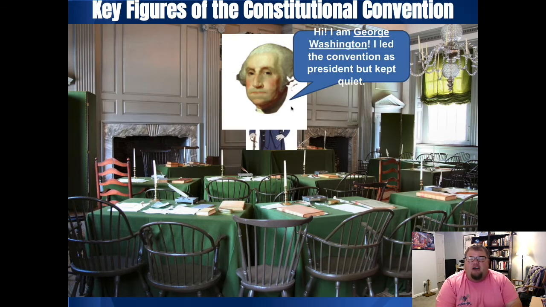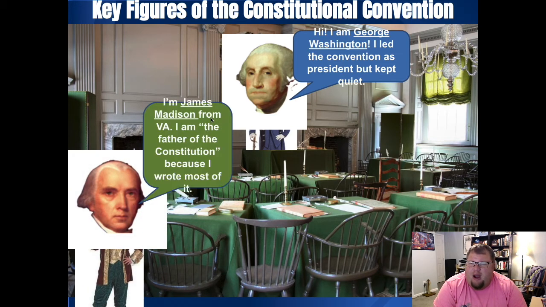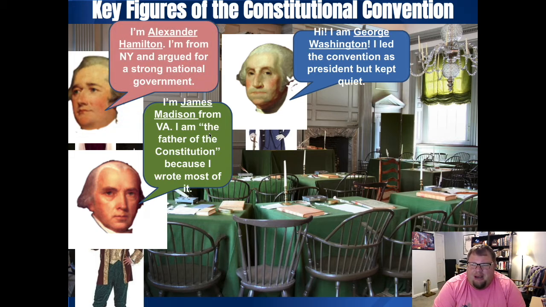And so some of the key figures that are there: you have George Washington, and he leads the convention as president, but kept quiet throughout the discussions. Quiet leader. Then there was a guy named James Madison from Virginia. He is the father of the Constitution because he wrote most of it. He's the one that kept a lot of the minutes, and he was the one that put it all together into one document.